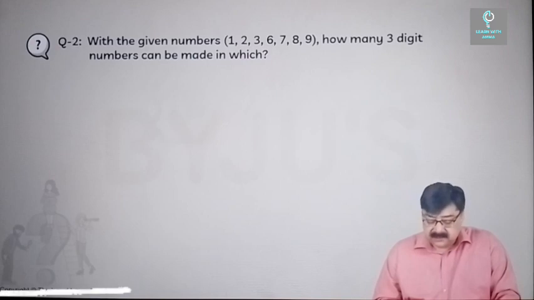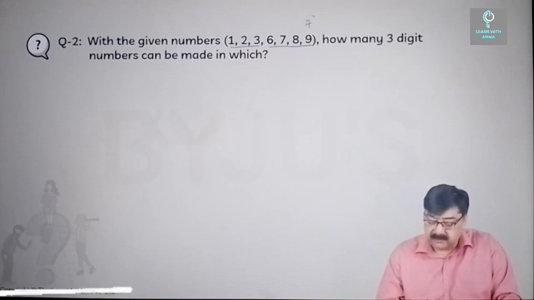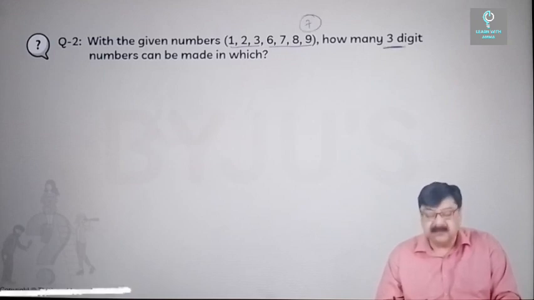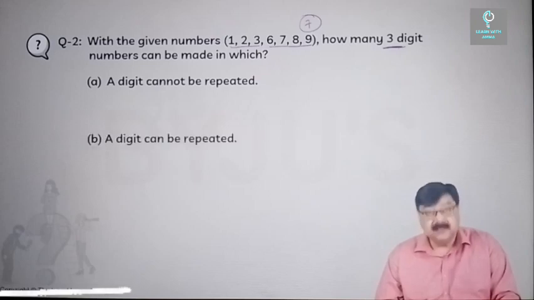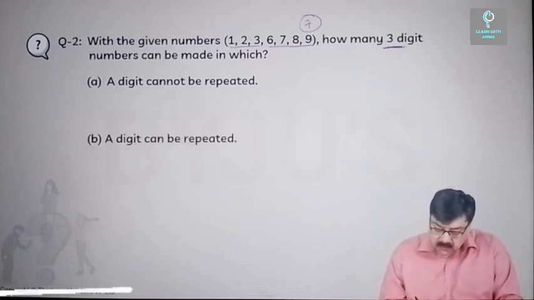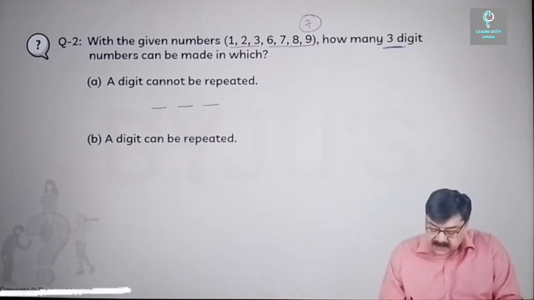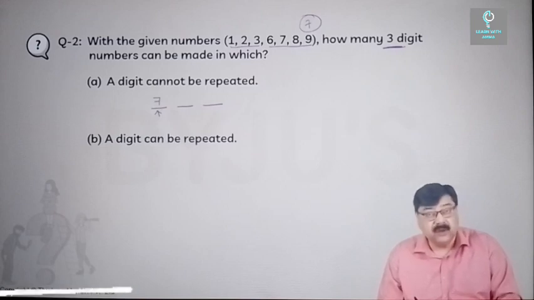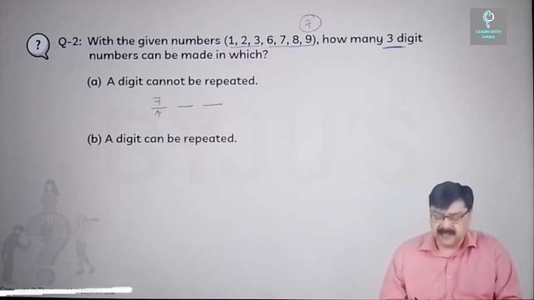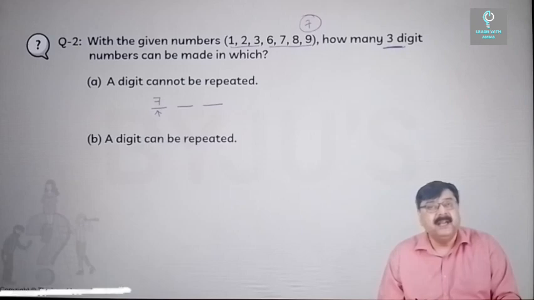Now look at the next question. With the given numbers 1, 2, 3, 6, 7, 8, 9. So 1, 2, 3, 4, 5, 6, 7. These are 7 numbers in total. How many 3-digit numbers can be made in which a digit cannot be repeated, or a digit can be repeated? So you want to find out 3-digit numbers in which a digit cannot be repeated. So to occupy the first position, there are 7 options for you. Which are those 7 options? 1, 2, 3, 6, 7, 8, 9. Any one out of these numbers would occupy the first position.